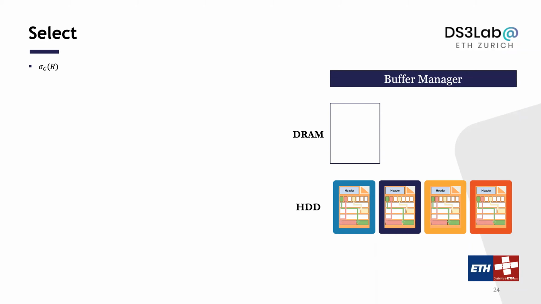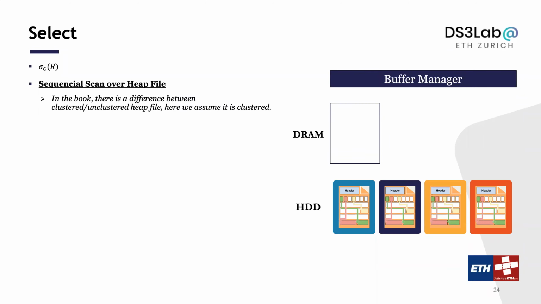I'm going to go through every single tuple in my relation R. For every single tuple, I'm going to check whether my condition C holds. If C is true, I return that tuple. So how can we implement this? The natural way to do it is I can just use my access method, like sequential scan over my heap file. So that's one way to implement this operator.